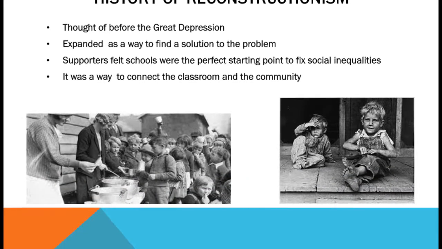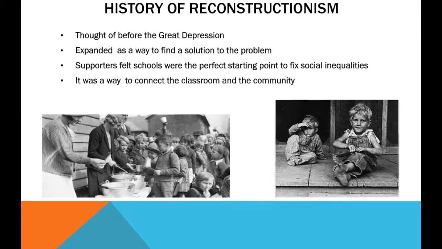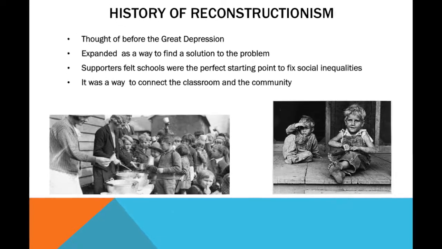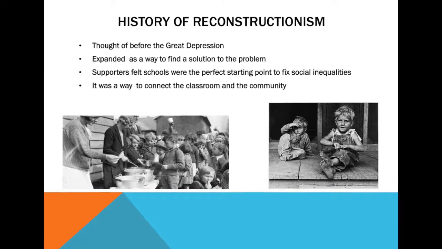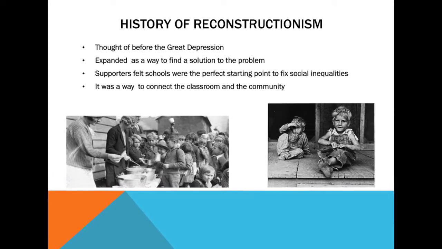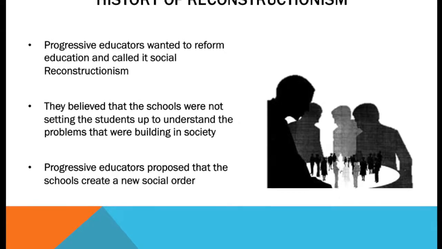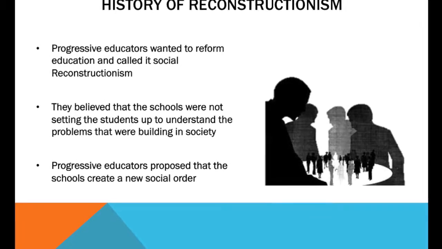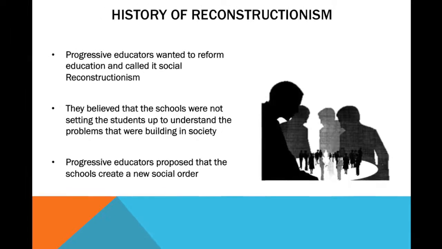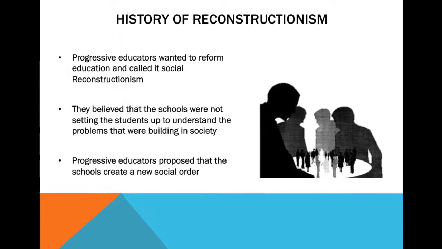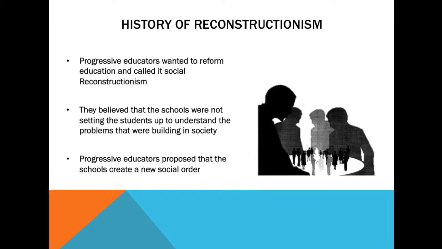Even though Reconstructionism was thought of before the Great Depression, it expanded as a way to find a solution to the problem. Supporters felt schools were the perfect starting point to fix social inequalities. It was a way to connect the classroom and the community. Progressive educators wanted to reform education and called it social Reconstructionism. They believed that the schools were not setting the students up to understand the problems that they were building in society. Progressive educators proposed that the schools create a new social order.